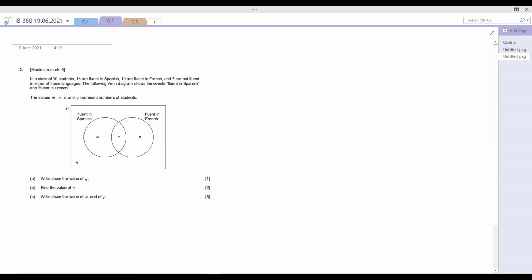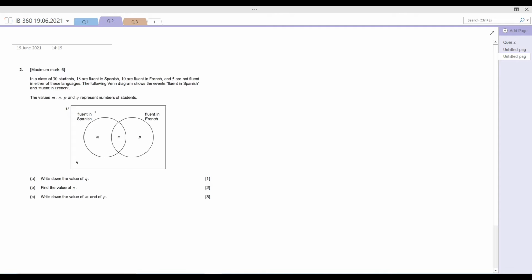Here it is given from a set theory. In a class of 30 students, 18 are fluent in Spanish, 10 are fluent in French, and 5 are not fluent in either of these languages. The following Venn diagram shows the events fluent in Spanish and fluent in French.